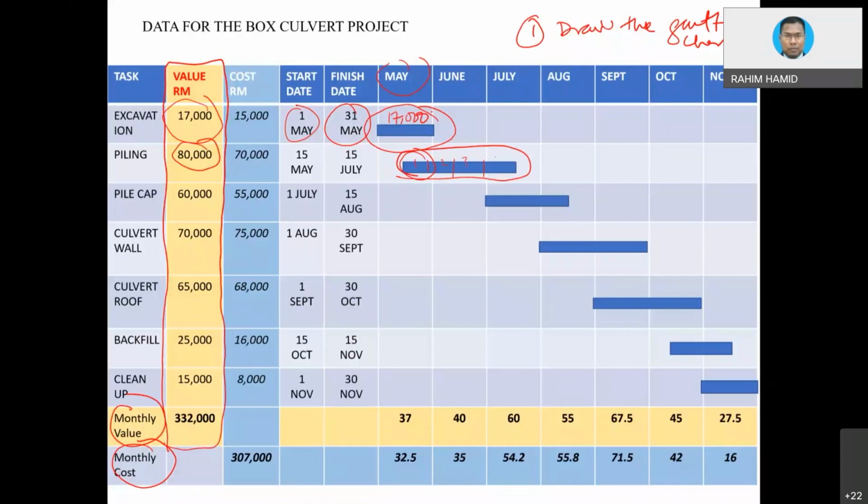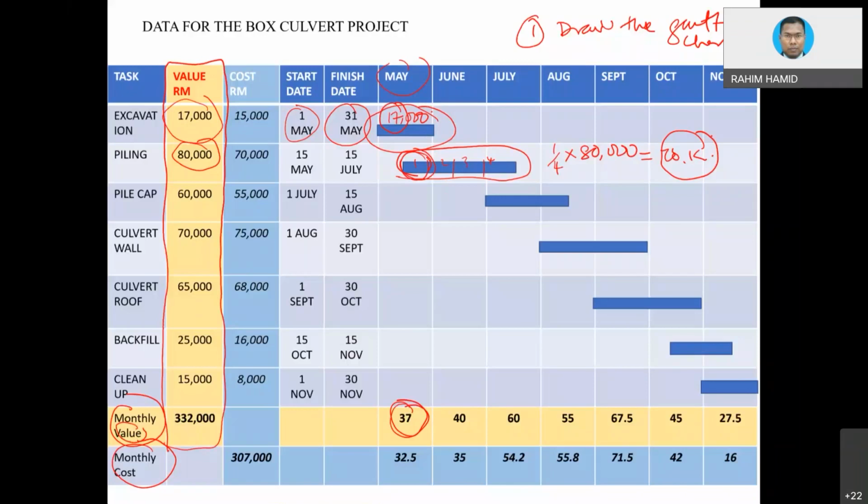So this is 1/4 of 80,000, which is equivalent to 20K. When we have 20K, this one is 17K. 20 plus 17 is equivalent to 37K. All this is in thousands. So this is how you get the monthly value based on the same color. I just use the same color so that you can relate those values.